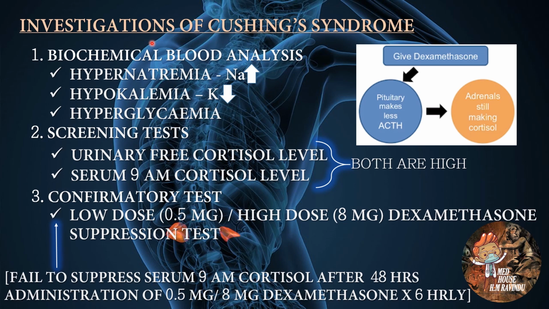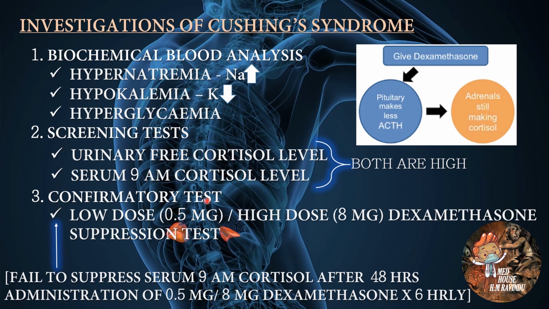Now we are going to talk about investigations of Cushing's syndrome. First of all, we can do a biochemical blood analysis. In this analysis, we can see hypernatremia, which is increase of sodium level, hypokalemia, which is decrease of potassium level, and hyperglycemia. Screening tests are urinary free cortisol level and serum 9 AM cortisol level. Both those levels are high.